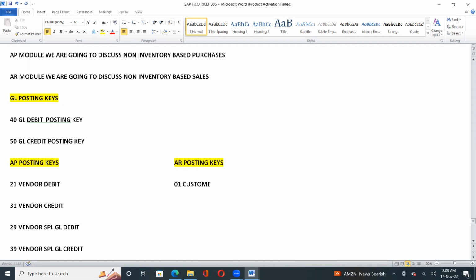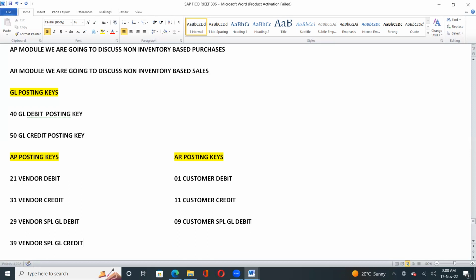Zero one, customer debit. 11, customer credit. 09, customer special GL debit. 19, customer special GL credit.